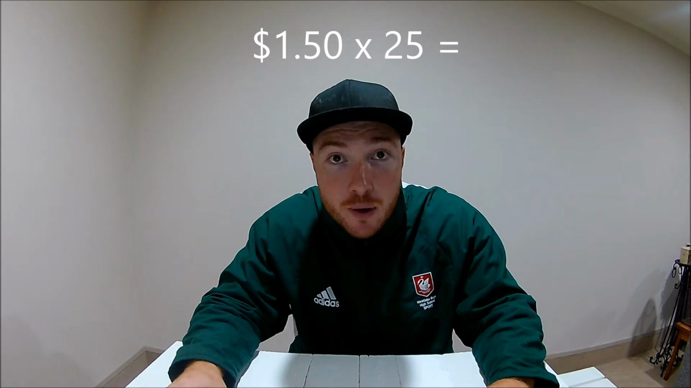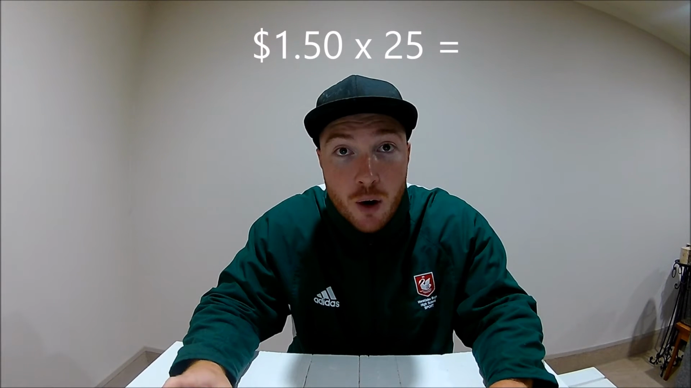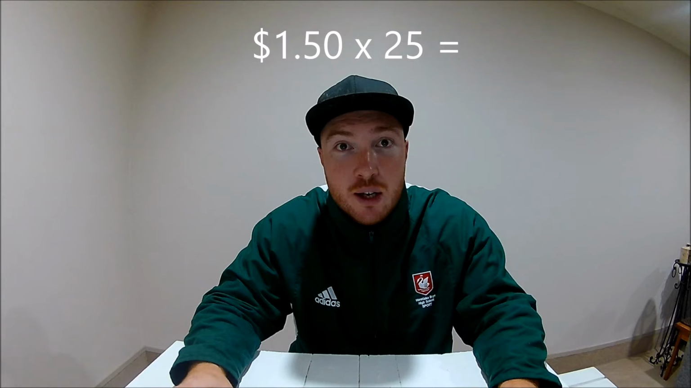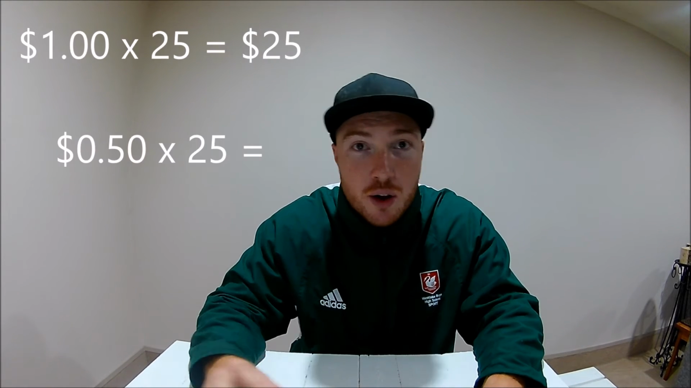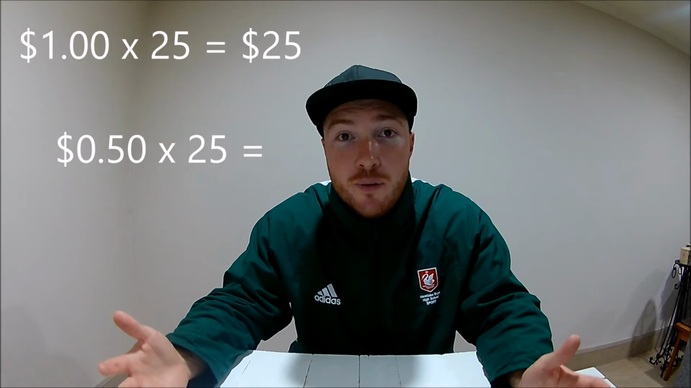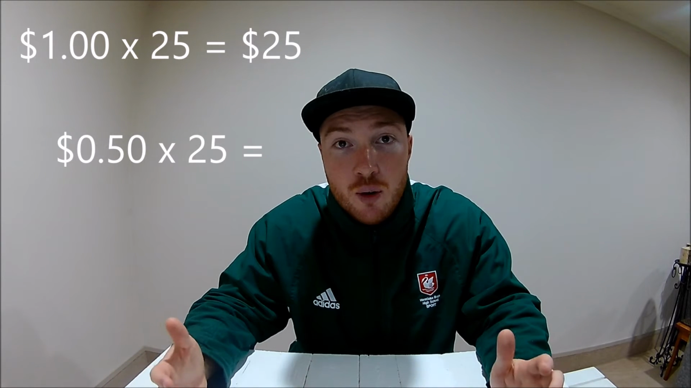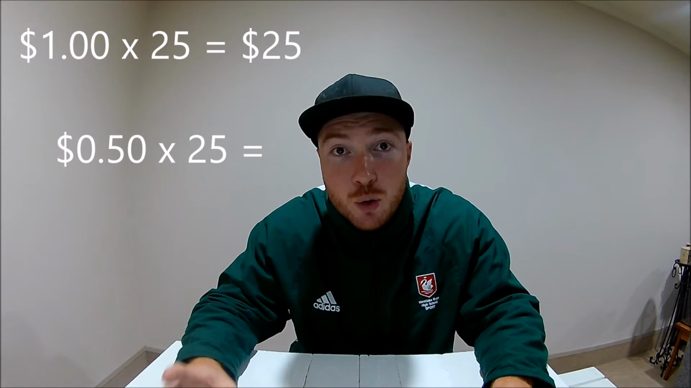So now I have to go $1.50 profit times 25, which is the amount of chocolate bars they're going to sell. Now that's a pretty tricky problem. So once again, I'm going to break it up. I'm going to break up the $1.50 into $1 and 50 cents, and I have to times those both by 25. So $1 times 25 is easy, $25. So what about the 50 cents times 25? That's a little bit trickier.